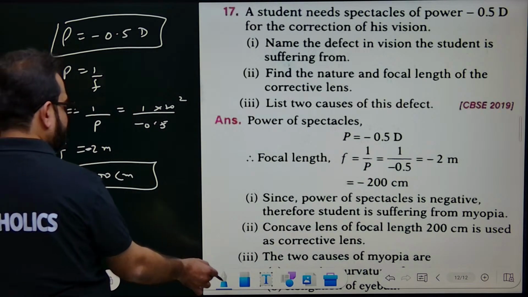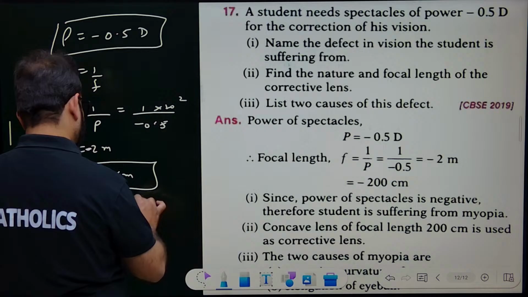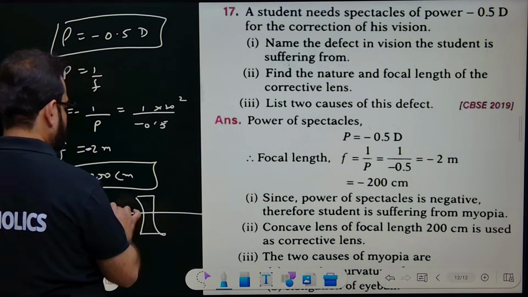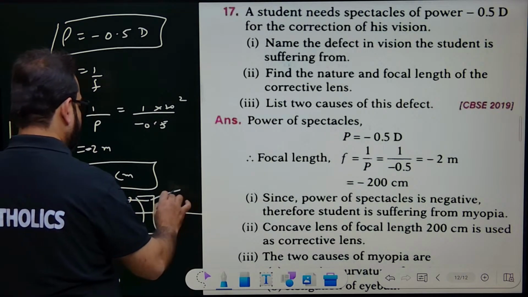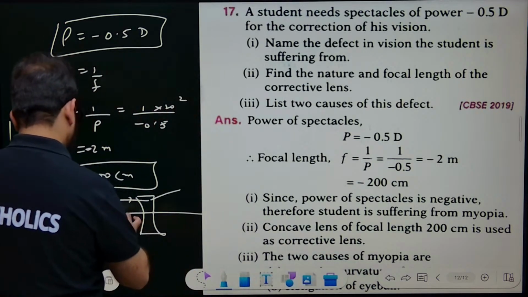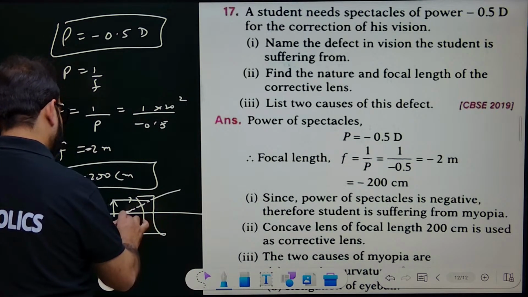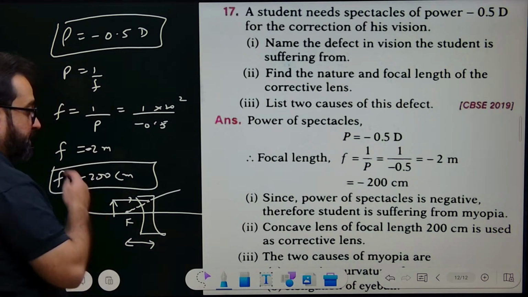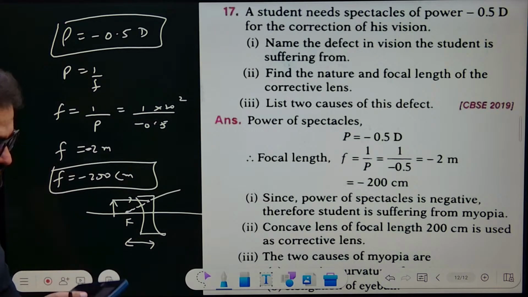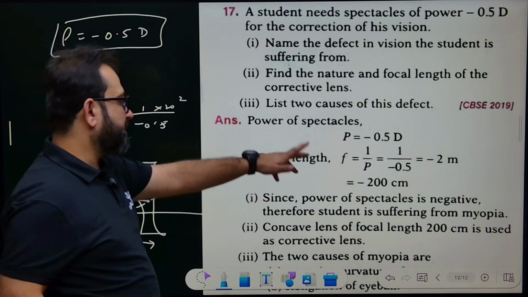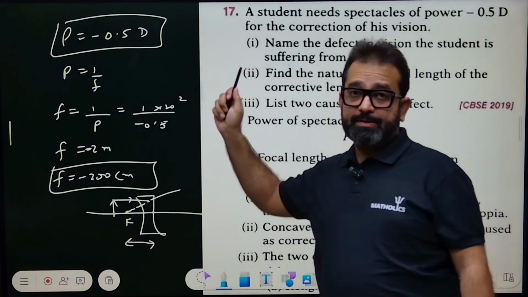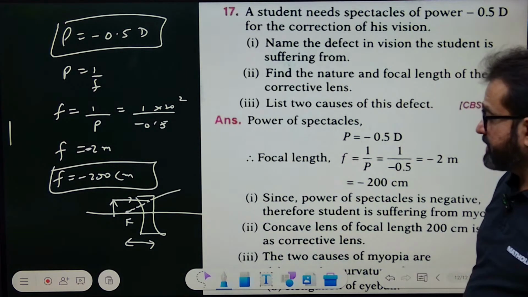Why? See, a concave lens is like this. Yes or no? This is a concave lens, and this is the axis. Obviously, you know that this is happening. Light is going like this. So the focus will be somewhere at this point. So focal length will be negative. You all must know that if a concave lens is used, then focal length is negative. That way also you can answer. I guess this is very clear to everyone. Is there any doubt in this concept that focal length is negative? That means the lens which will be used is a concave lens.